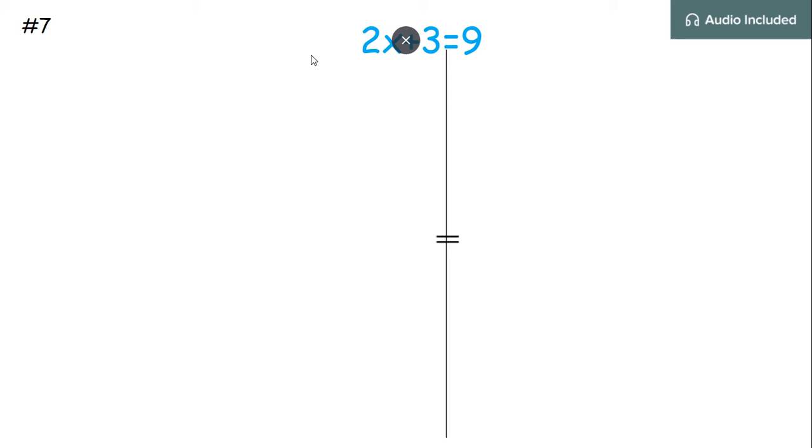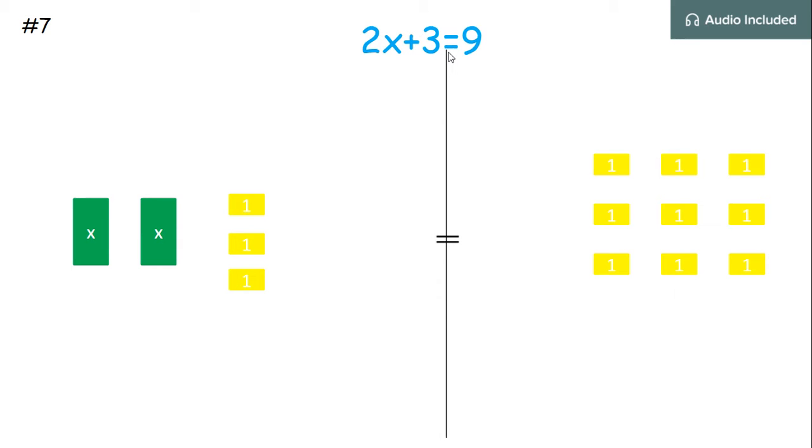Okay, so now we have to read it from left to right, like if you're reading a book. So is my 2x positive or negative? It's positive, so I'm going to use green. Then I have a plus 3, so that tells me it's positive, so I need the yellow. So I have 2x, and 3 ones. And on the other side, is my constant positive or negative? So it is positive, so I'm going to need 9 of them. Okay, so 2x plus 3 equals 9.